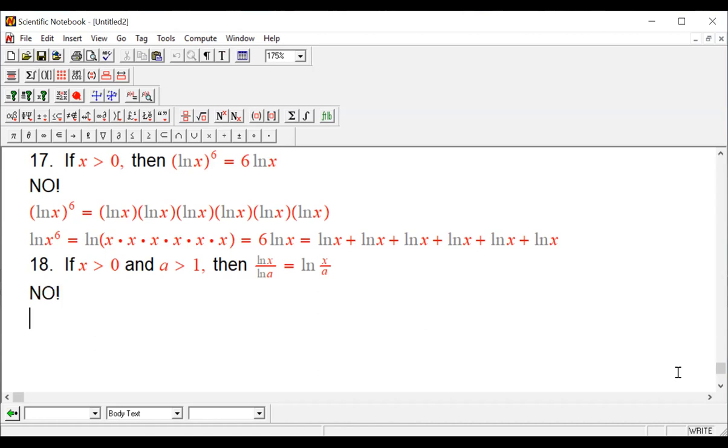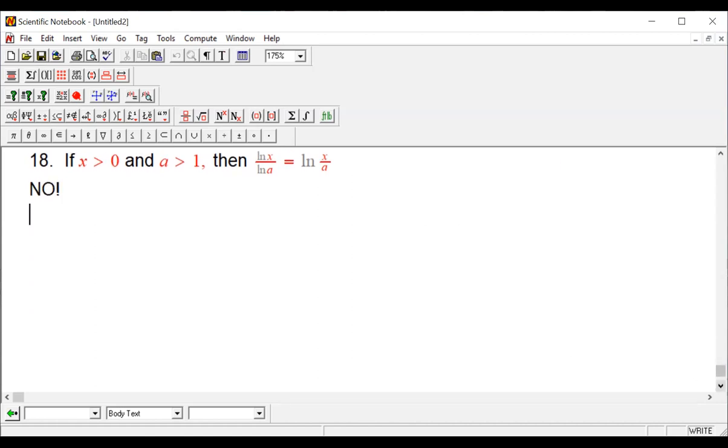Imagine I'm screaming at this: no. For the left-hand side, this is a serious confusion, and we've talked about similar mistakes. This left-hand side is related to the change of base formula.